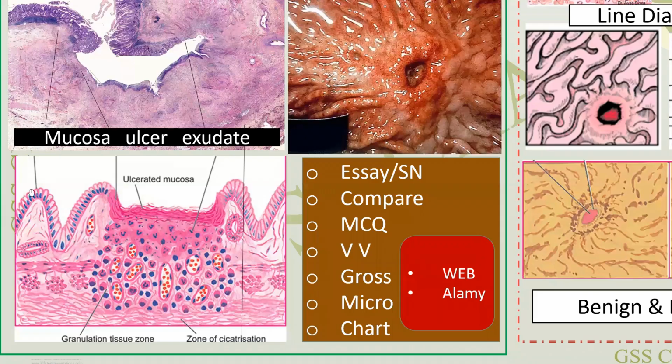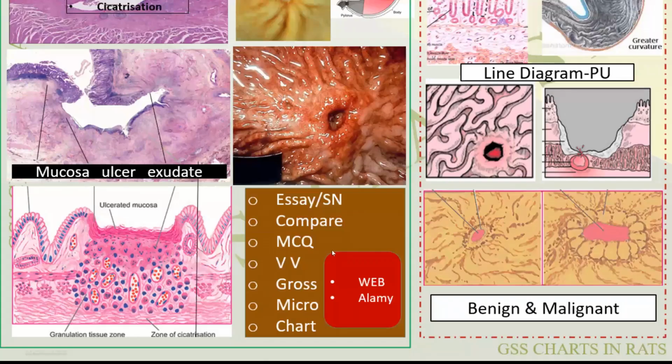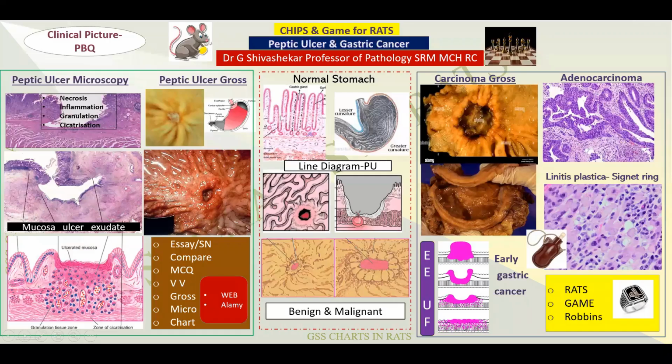Not the least, you should know the zones of a peptic ulcer. In today's class, we have covered the normal stomach, the diagram or scheme of the peptic ulcer, the differences between the benign and the malignant ulcers, the gross and the microscopic features of the peptic ulcer and the gastric carcinoma. This can be asked as an essay or a short note.